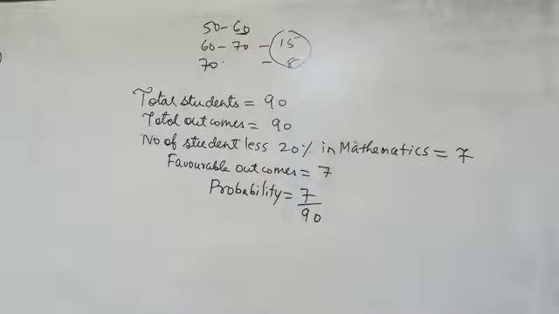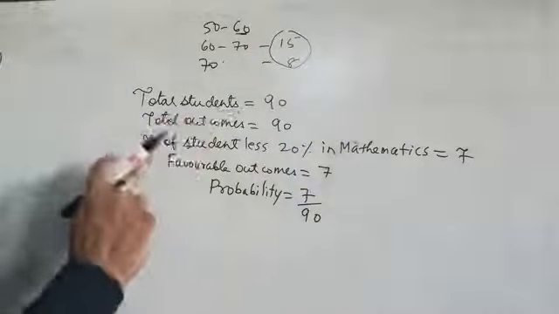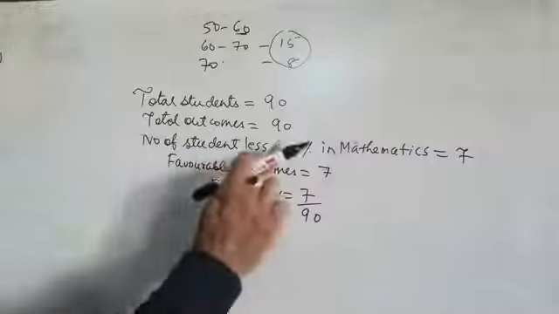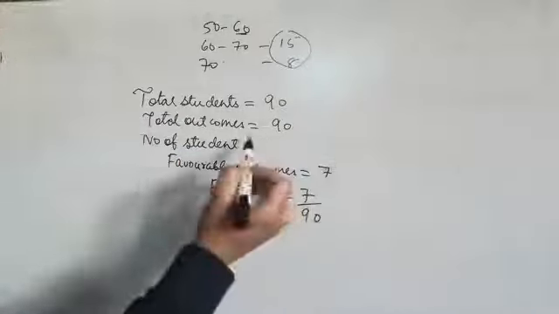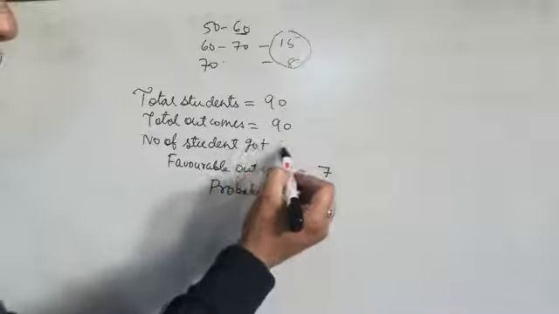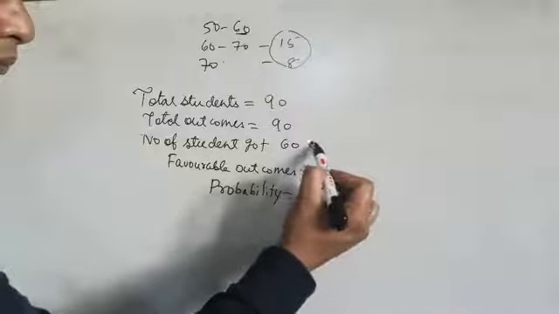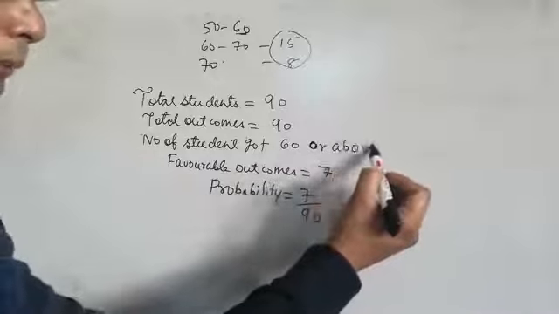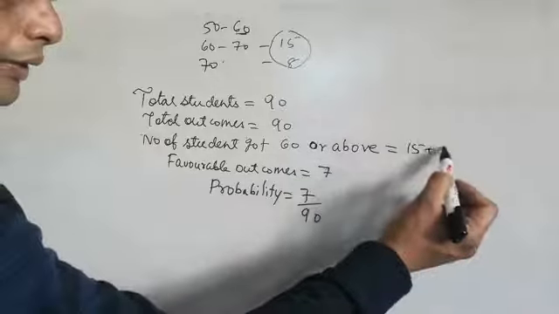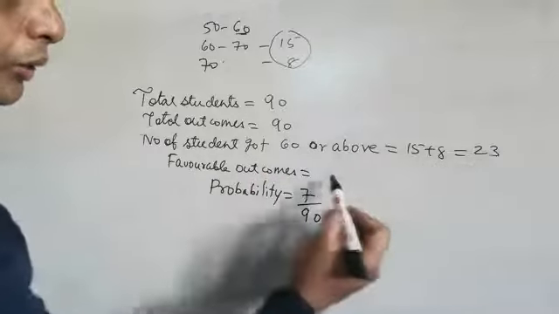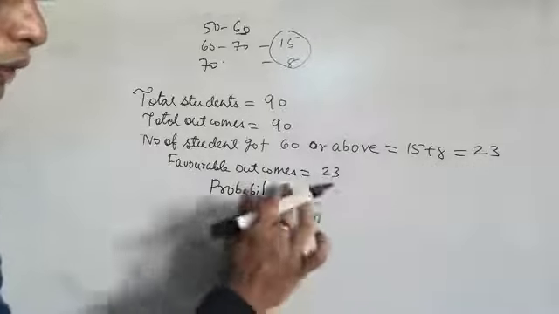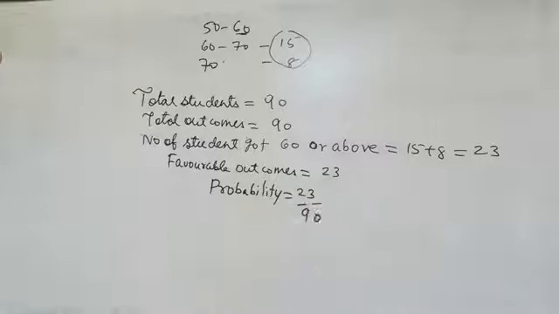We will write here: total students 90, outcome 90, number of students who got 60 or above will be equal to 15 plus 8, that will be equal to 23. So this is going to become the favorable outcome. So 23 upon 90 is the answer.